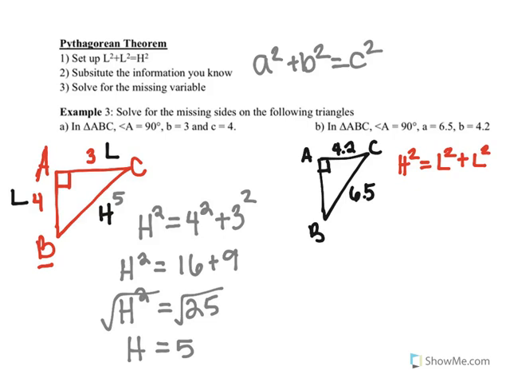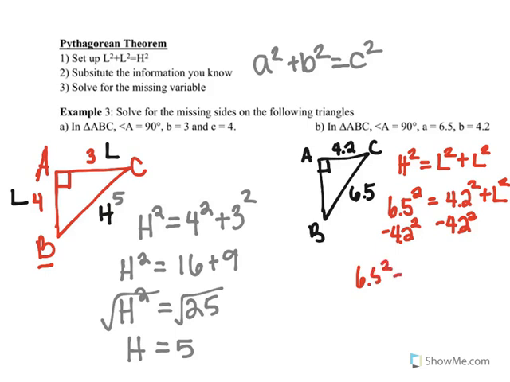It doesn't matter which leg is which. So we're going to do 6.5 squared is equal to 4.2 squared plus a leg squared. To get the leg squared by itself, we will now subtract. So it will be a subtraction instead of an addition like the last question. So you have 6.5 squared minus 4.2 squared equals L squared.